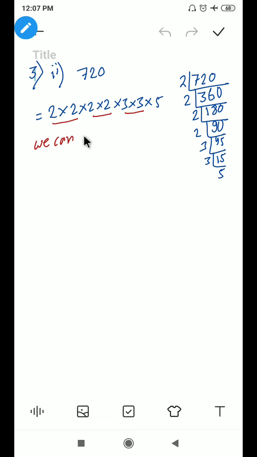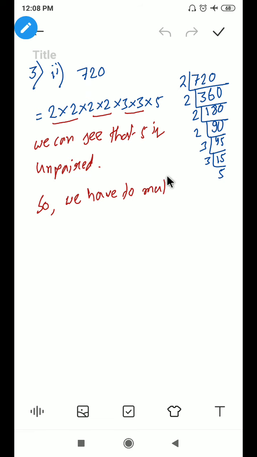We can see that 5 is unpaired, so we have to multiply by 5 to make 720 a perfect square.